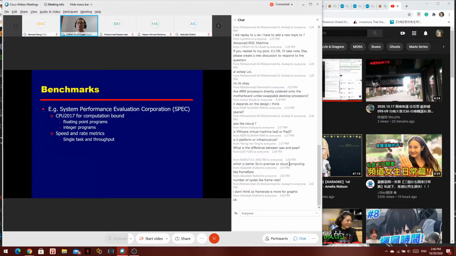So for example, this particular organization, System Performance Evaluation Corporation, they came up with, I think the latest one for computation, the CPU 2017 test set. This one tests the floating point processing and also the integer processing and all that. So they came out with all these standard sets, and then they measure the speed and see how fast the different processors process all this data. Don't worry, we don't need to know the specifics of all this. Just be aware that processors are measured in terms of certain standard benchmarks.